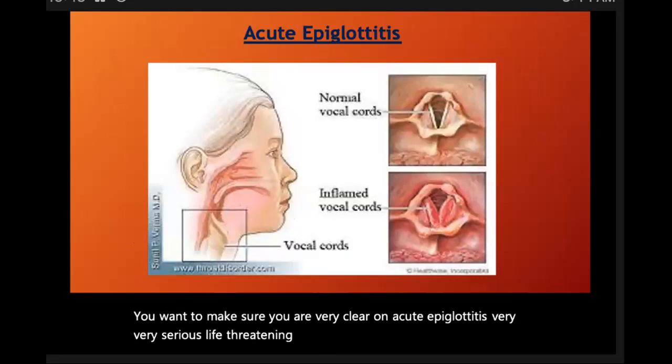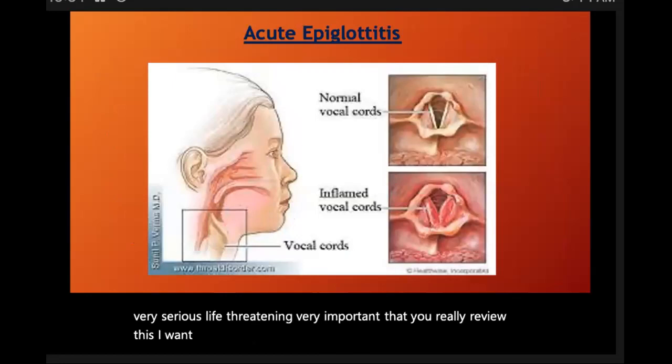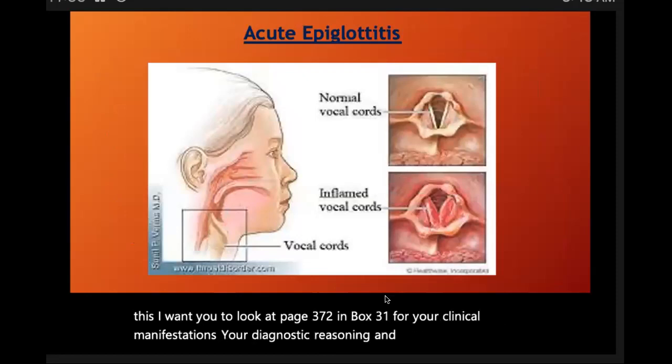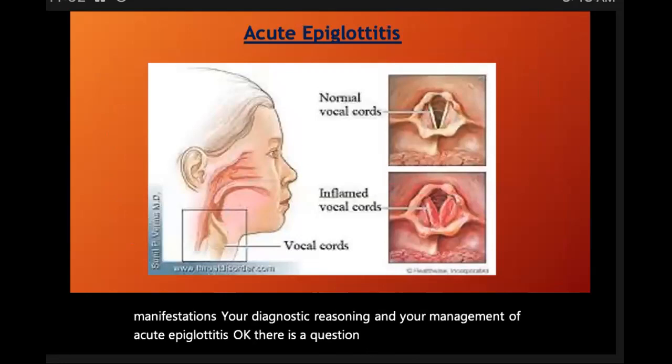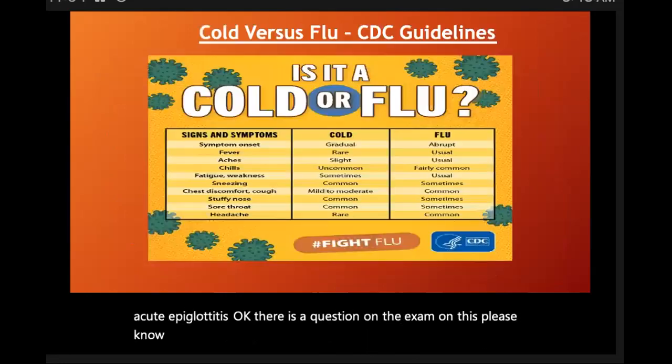You want to make sure you are very, very clear on acute epiglottitis, very serious, life-threatening. Very important that you really review this. I want you to look at page 372 in box 31 for your clinical manifestations, your diagnostic reasoning, and your management of acute epiglottitis. Okay, there is a question on the exam on this. Please know this. It's very important.